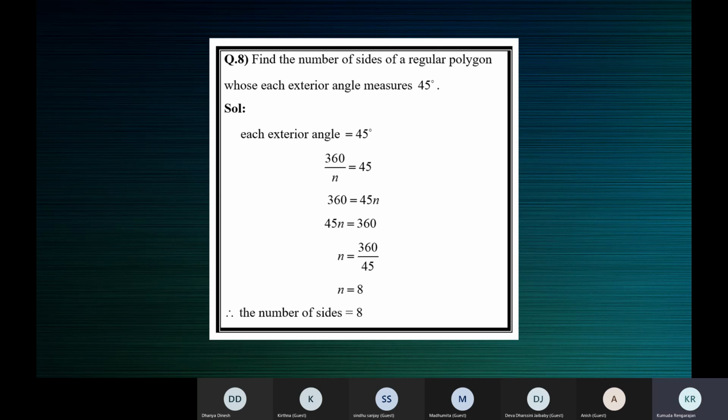Completed, children? Yes, ma'am. All right. See, 360 by 45, you need not write 8 straight away, children. You will be simplifying by 3 and then maybe again by 3 and then by 5.